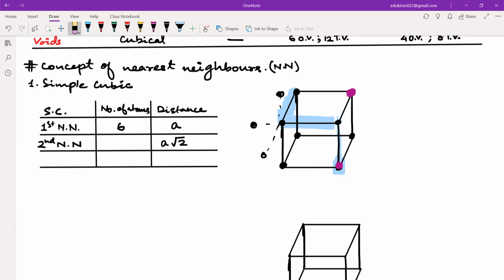Let us see how many atoms are present. Maybe 6. Okay. Any other guess? Any other guess? There are only 2.